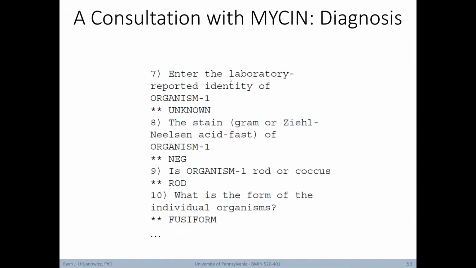Now the system asks, enter the laboratory reported identity of organism 1. The user responds unknown, perhaps because that lab test hasn't come back yet. Now the system asks, stain, gram, or Ziehl-Neelsen acid fast of organism 1, asking for the result of that test, and the user types in negative. Then the system asks, is organism 1 rod or coccus? And the user responds rod. Now the system asks, what is the form of the individual organisms? And the user responds fusiform.